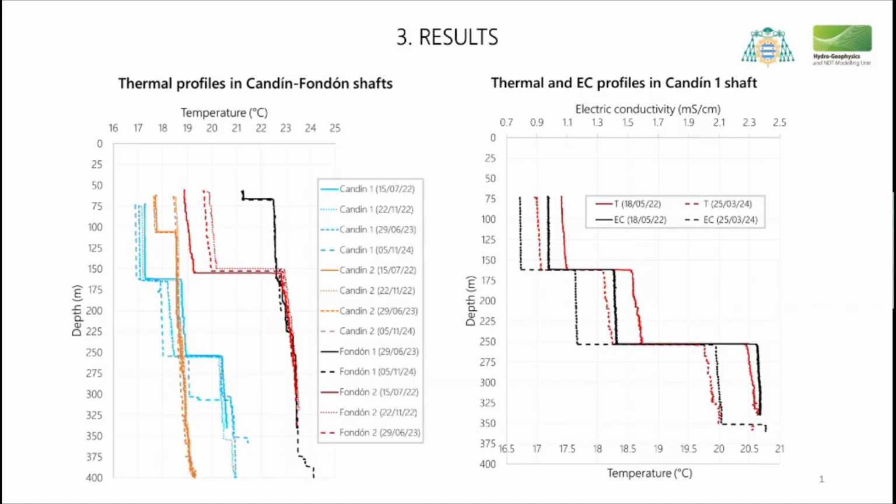Candín 2 shows a more stable profile. It's the orange lines. And it shows fewer thermal jumps, suggesting a more isolated behavior until deeper levels, where the main connections between shafts occur. And for Candín 1, if we focus on the right graph, we observe that temperature, the red lines, and electrical conductivity, the black ones, are strongly correlated, showing identical thermal and chemical transitions at the same levels.